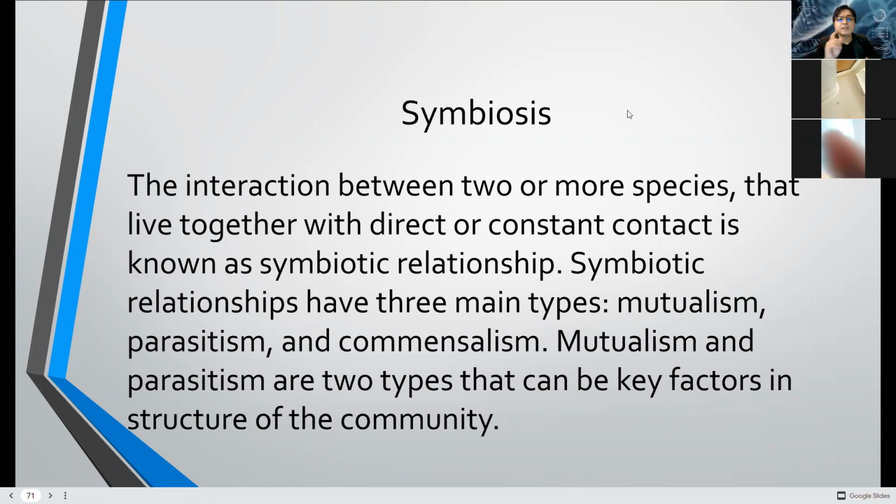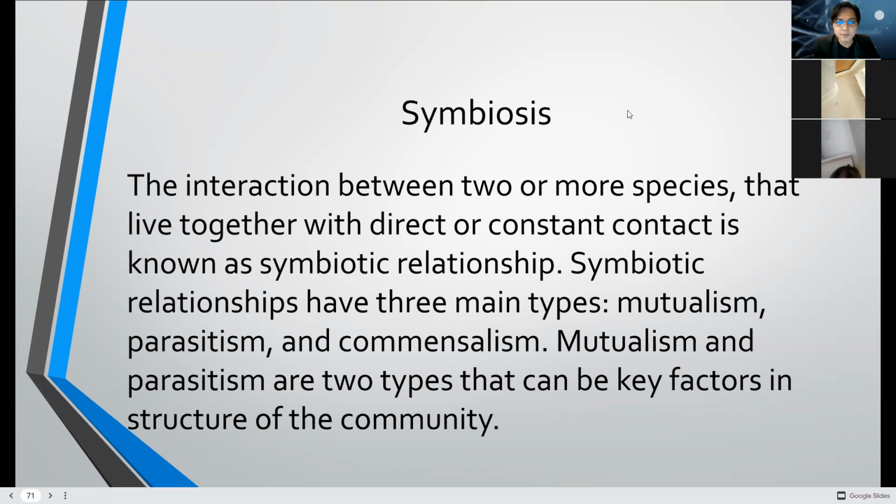Again, the definition of symbiosis, or symbiotic relationship, is that they have direct contact. They live together with direct or constant contact with each other. If they have direct contact with each other, it is under symbiotic relationship or symbiosis. First is mutualism, second is parasitism, and the third one is commensalism.